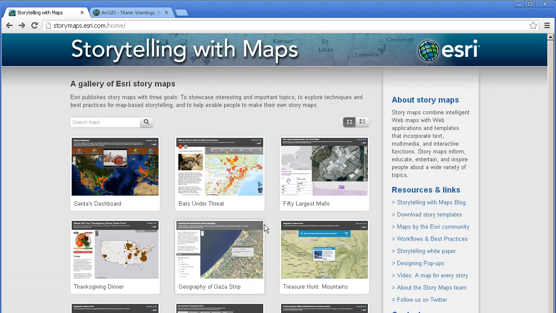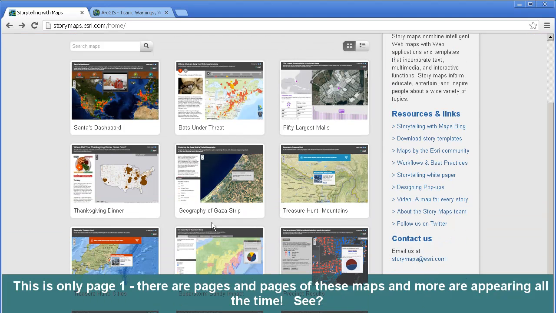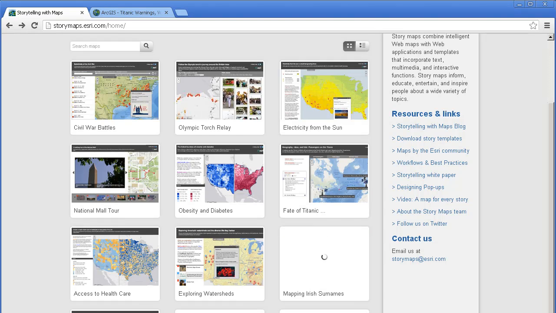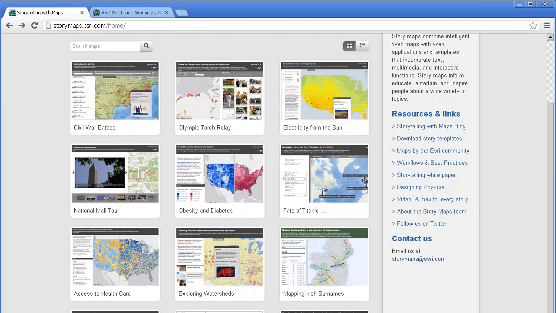This is only page 1. There are pages and pages of these maps, and more are appearing all the time. See? By the time you watch this video, there will be even more than what I am showing you now.